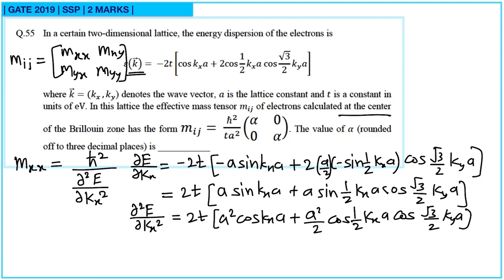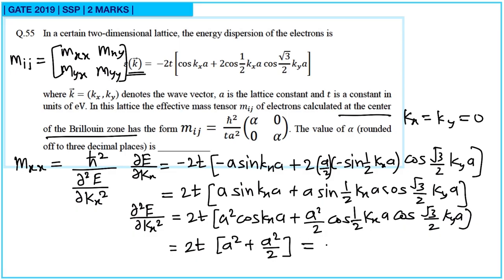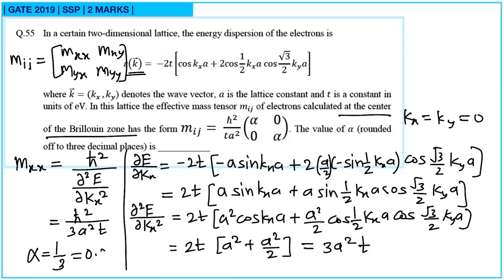Now at the center of Brillouin zone, we have kx equal to ky equal to 0. So put kx, ky equal to 0. All these terms will be 1. So this will be 2t, then a square plus a square by 2, and that is 3a square by 2. So 3a square into t, that will be the first part. So for the first part, this mxx will be h cut square upon 3a square t, and h cut square upon t a square is taken common. So that means alpha will be 1 by 3, and that will be equal to 0.333. So answer will be 0.333, and the answer range for this question is 0.333 to 0.333.